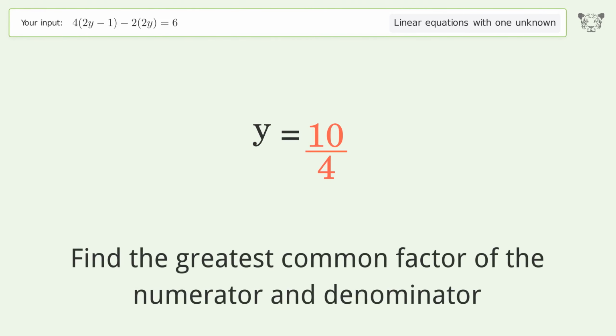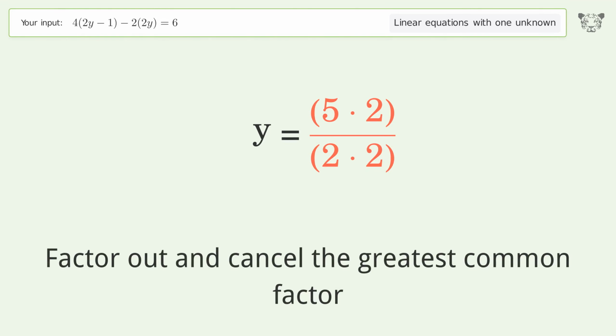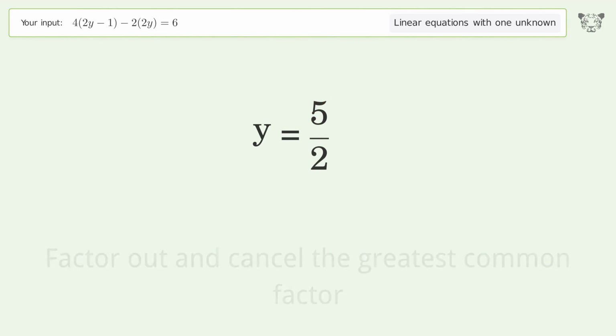Find the greatest common factor of the numerator and denominator. Factor out and cancel the greatest common factor. And so the final result is y equals 5/2.